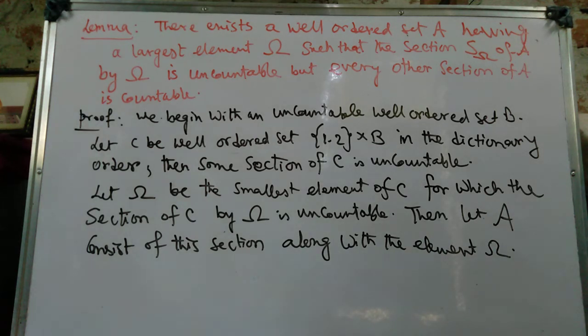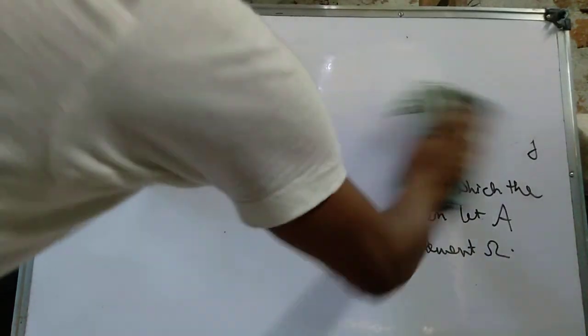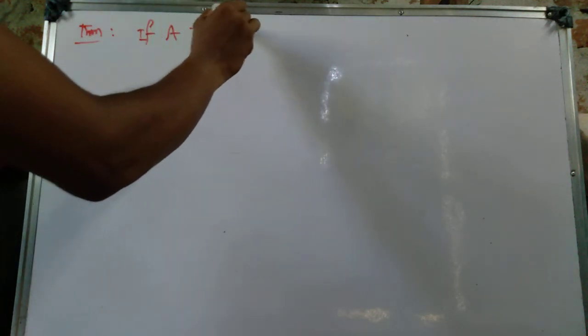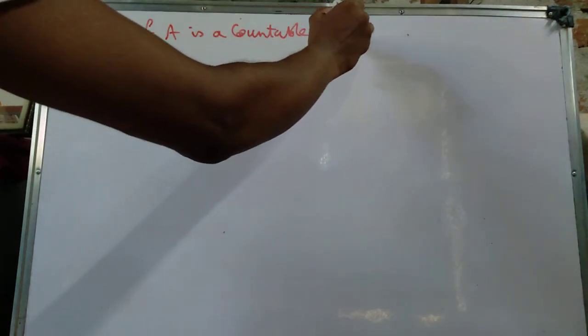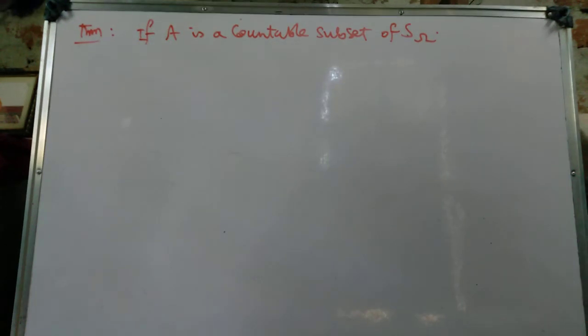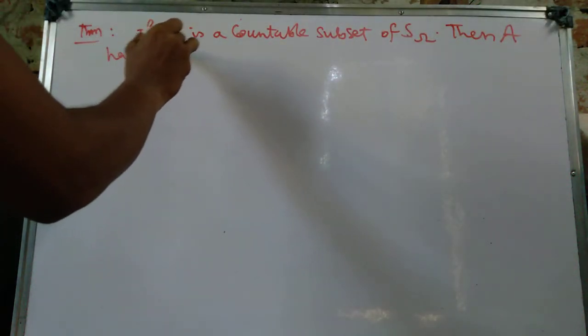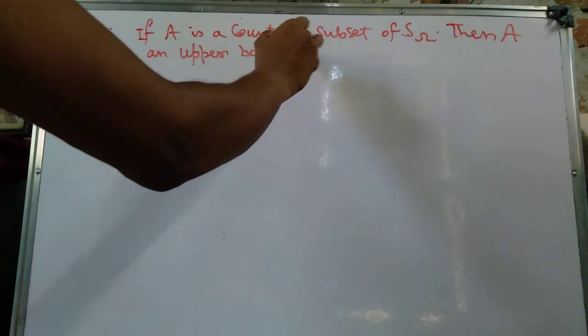Okay. Next, if A is a countable subset of S omega, then A has an upper bound in S omega. We erase this lemma and start a theorem, which says that if A is a countable subset of S omega, then A has an upper bound in S omega.